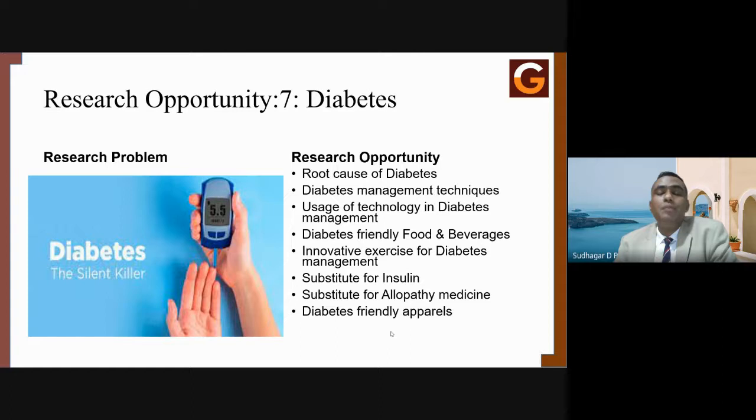Many of the people, the moment they get diabetes, they tend to take allopathy tablets, they tend to take insulin, but that's not the only solution. Are there any other solutions which are available? You can research and come out with interesting techniques to manage diabetes. Usage of technology in diabetes management.